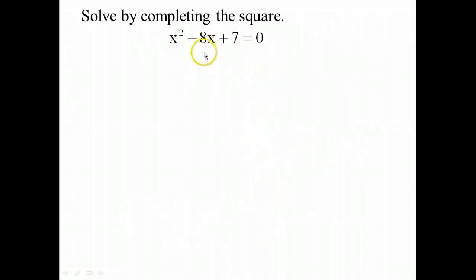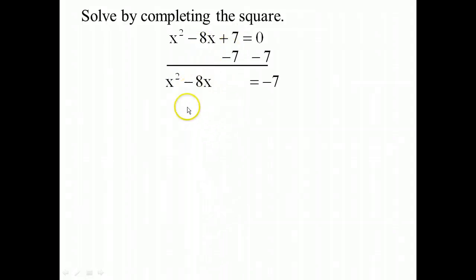Alright, so here's the full problem that you guys did yesterday. We looked at the c value and determined, well, is this half of this number, then squared? It wasn't, so we got it out of the way. And then I told you to do it this way.